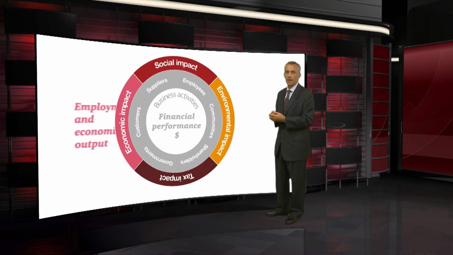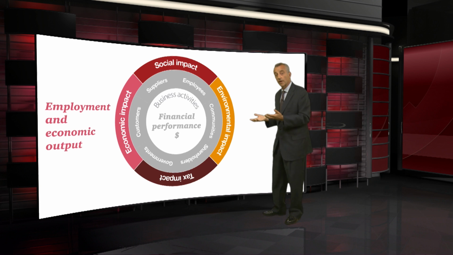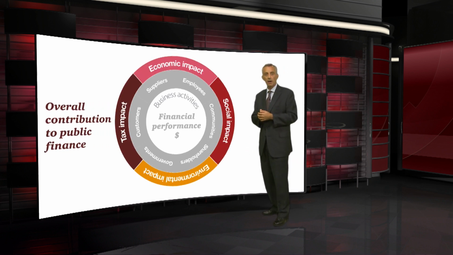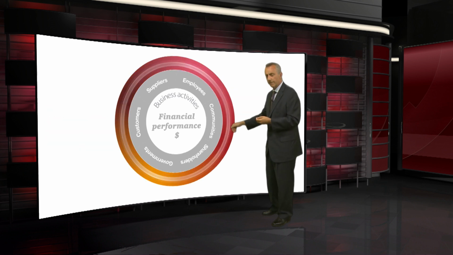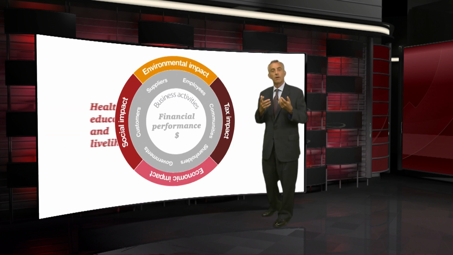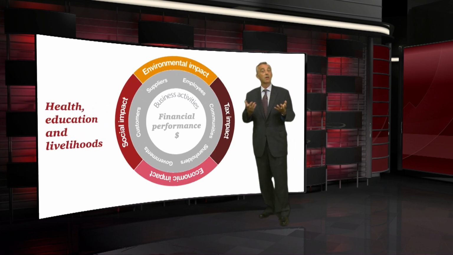On the economy, such as investment, payroll and profits. On taxes, I'm talking about those you pay and collect. On the environment, including water pollution, waste and air emissions. And on society, for example, on health, education and livelihoods.